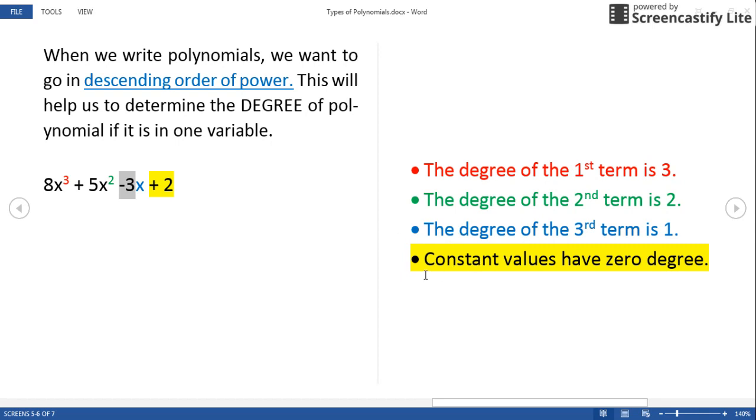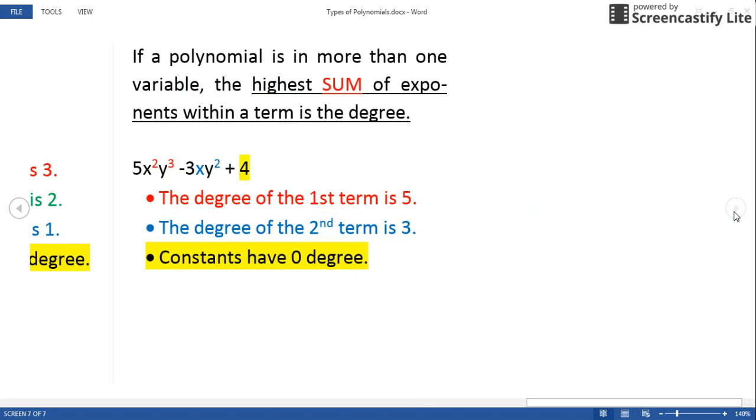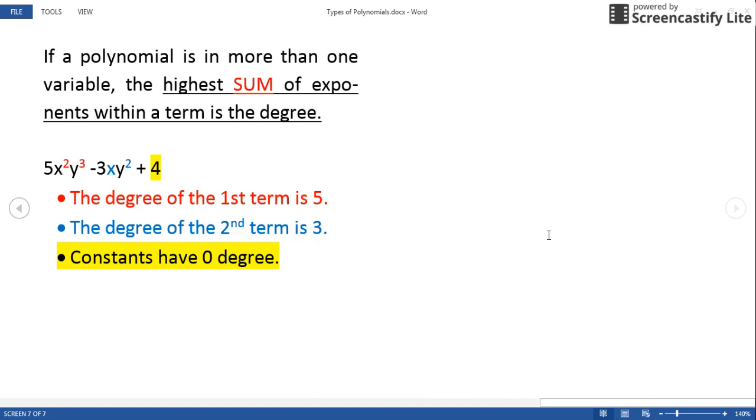If something is in one variable, then the highest exponent that we see is the degree of the entire polynomial. But if we have more than one variable, to determine the degree, we have to take the highest sum of exponents within a single term. For instance, with the trinomial that is here, the first term, we've got 2 and 3 for exponents there. The sum of these, adding them together, would be 5. So the degree for the first term is 5.